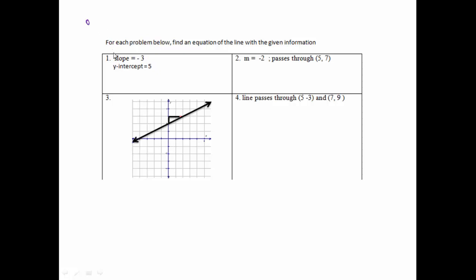For each problem below, find an equation of the line with the given information. Right, number 1 says we have a slope of -3 and we have a y-intercept of 5.